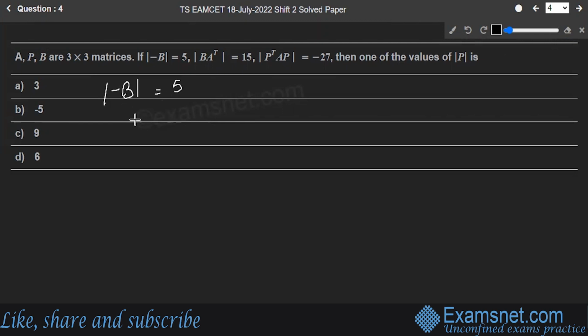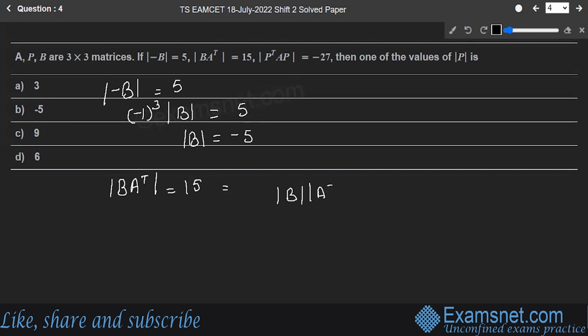So you can also write this as (minus 1) to the power 3, determinant of B is equal to 5, right? Simply say the determinant of B is equal to minus 5. Second thing you are given that determinant of B into A matrix transpose is equal to 15. You can also write this as B matrix determinant into transpose of A matrix determinant. And B was equal to minus 5. So minus 5 into this is equal to 15. So determinant of A matrix transpose is equal to minus 3.